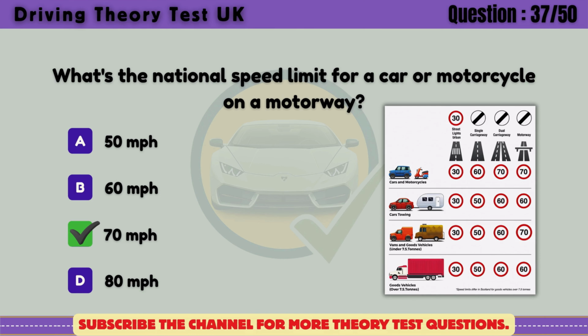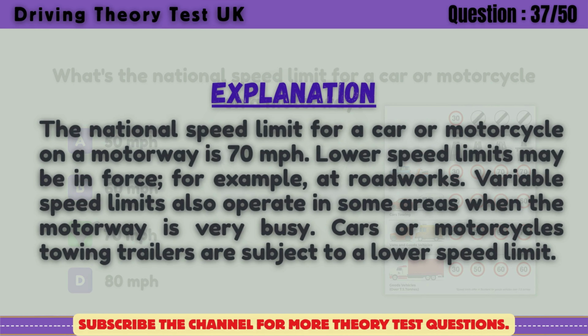Answer is C. 70 miles per hour. The national speed limit for a car or motorcycle on a motorway is 70 miles per hour. Lower speed limits may be in force, for example, at roadworks. Variable speed limits also operate in some areas when the motorway is very busy. Cars or motorcycles towing trailers are subject to a lower speed limit.